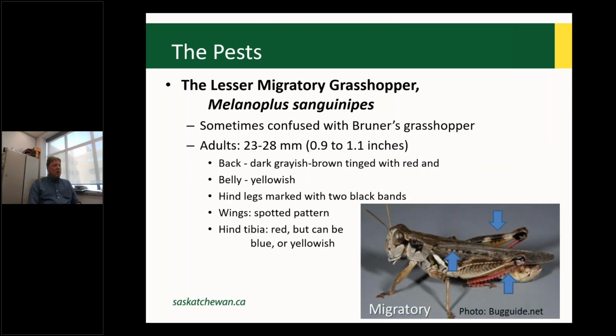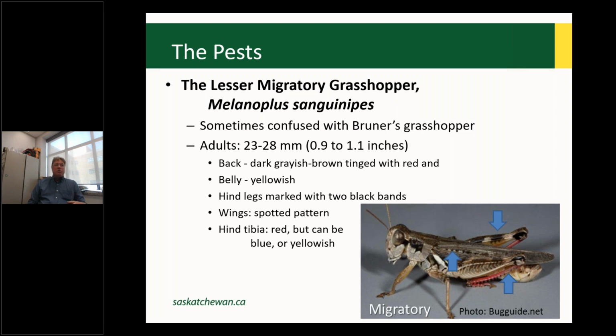So, lesser migratory grasshopper, sometimes confused with Bruner's grasshopper, which typically occurs in higher latitudes and higher altitudes. But in the Peace Country in Alberta, it can be a significant pest, and in northern growing regions in Saskatchewan, it can be mistaken for lesser migratory. It is a close relative of it.